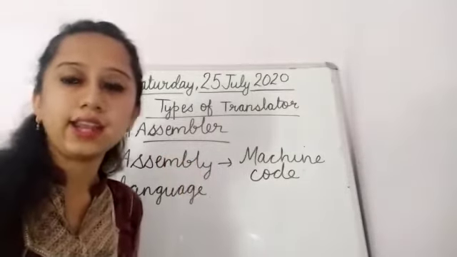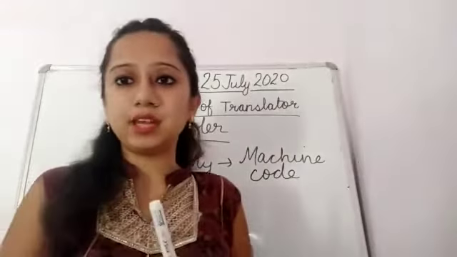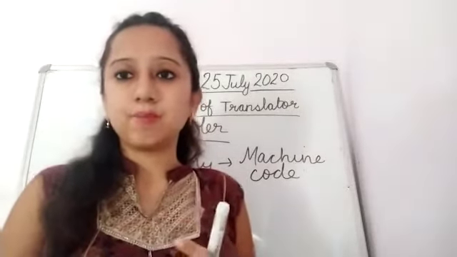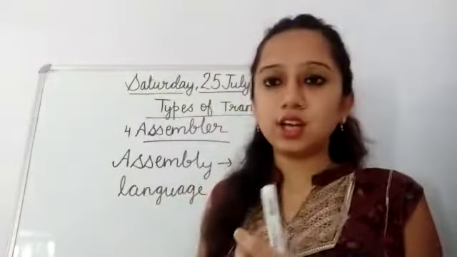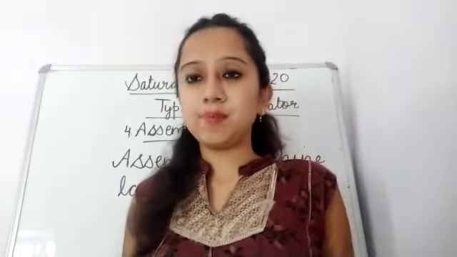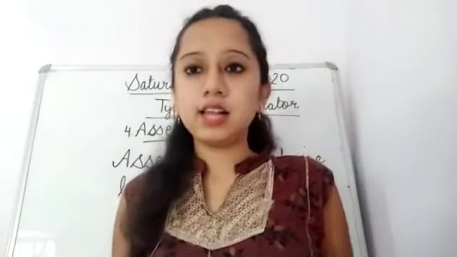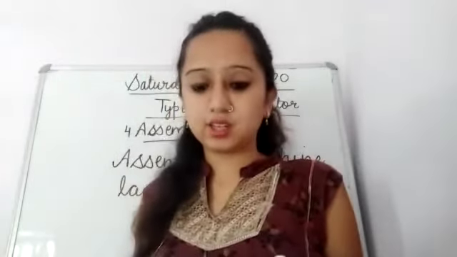So just now I had explained you types of translator. Number 1 was interpreter, number 2 was your compiler, number 3 was your decompiler and number 4 is your assembler. You can read this topic in your page number 7. Now the last topic of this chapter is how translators work.